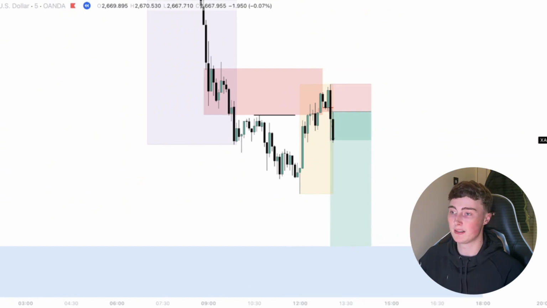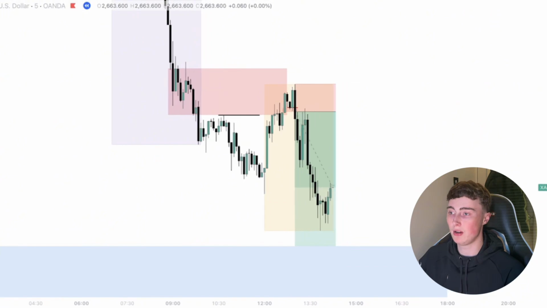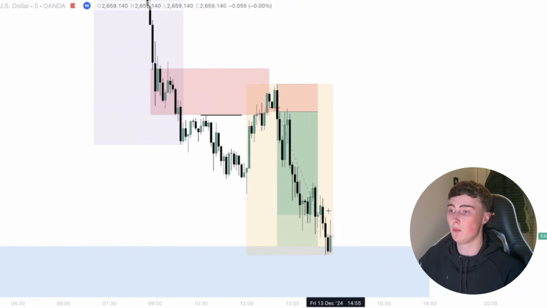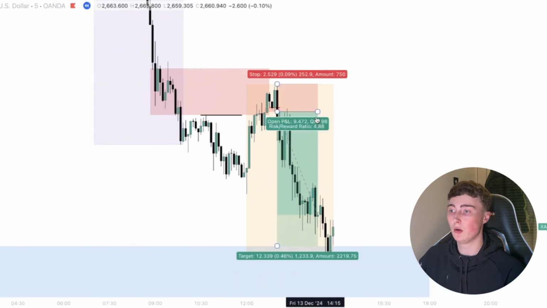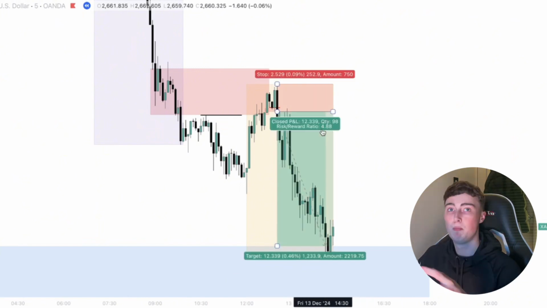right? So now if I play this out, you can see price runs very nicely towards the target, right? And we reach the target right around the end of New York session. So this played very nicely. And this is a 1 to 5, right? So right there, boom, 5R.